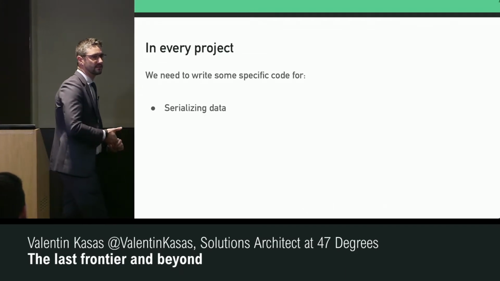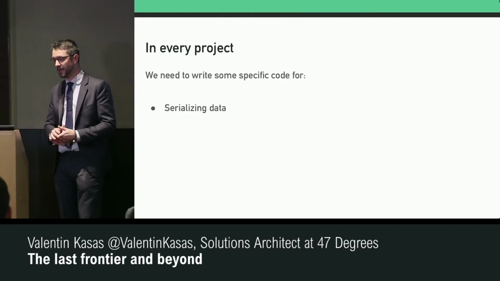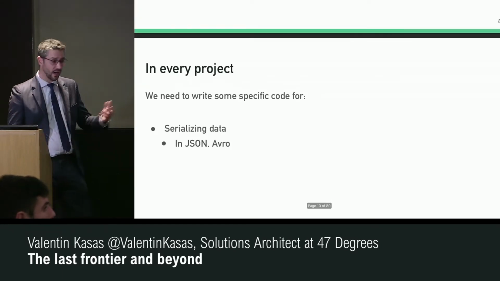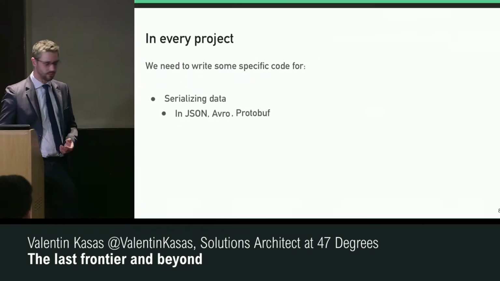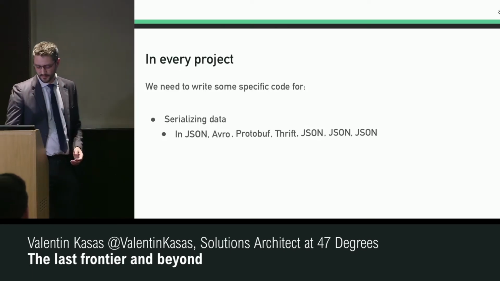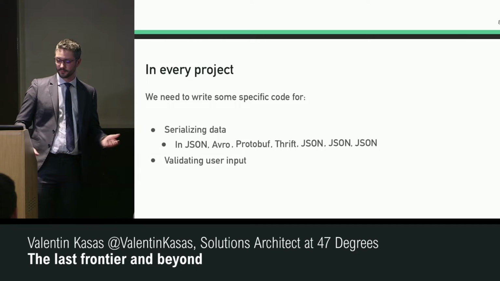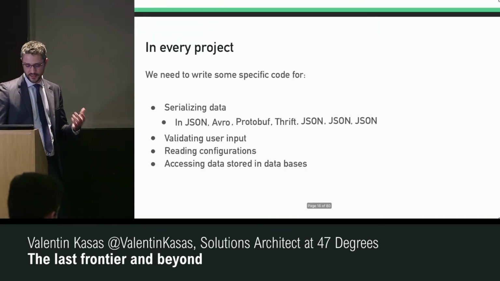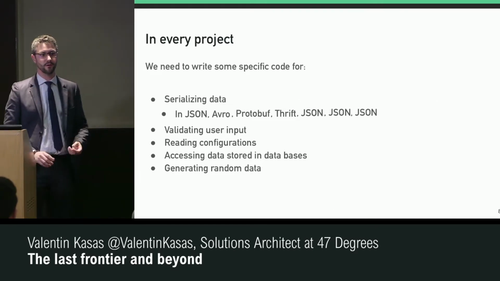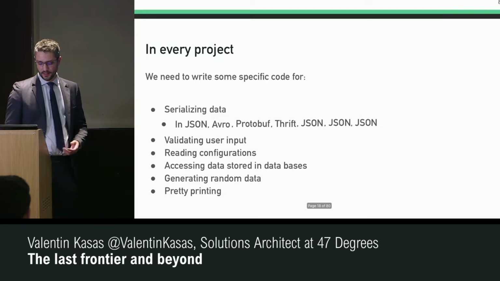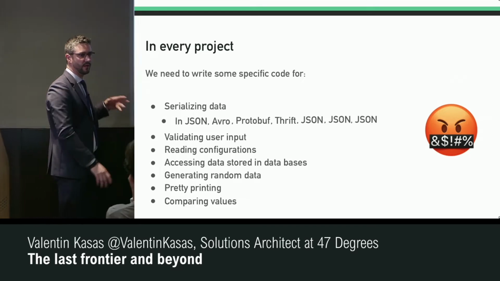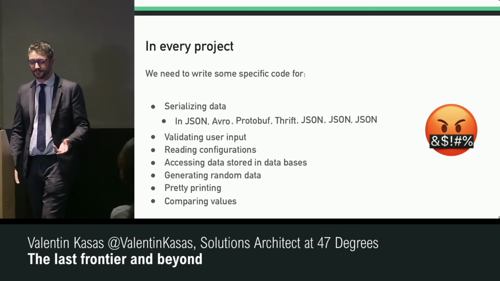And so in every project, everybody has to write some code for serializing data in JSON, or maybe Avro, or protocol buffers, or I don't know, Thrift, or probably 3 other flavors of JSON, because why not? But also for validating user input, or reading configuration files, accessing data in a database, generating random data for our property-based tests, pretty printing, and so on and so forth. That's a lot of code we have to write for every single project.